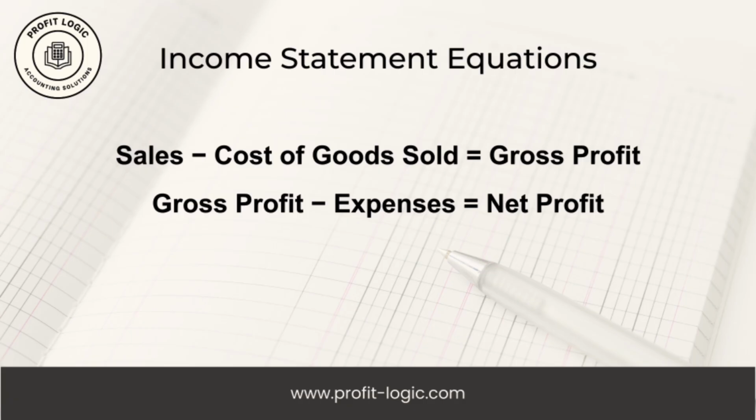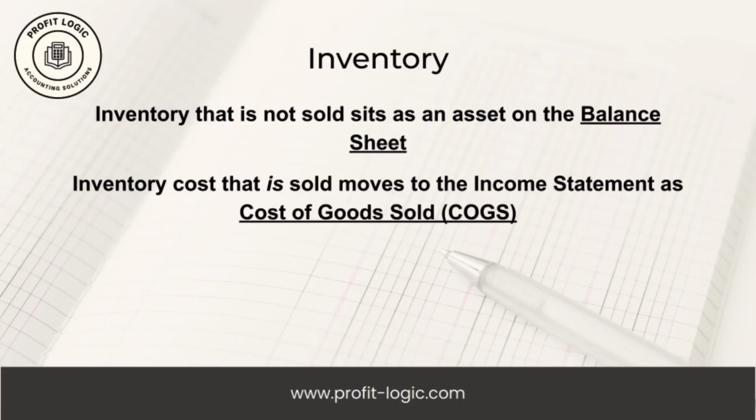So let's go over two important formulas from this scenario. We have sales minus cost of goods sold, which equals our gross profit. And our gross profit minus expenses is our net profit. Keep in mind as well, inventory that is not sold sits as an asset on the balance sheet. Inventory cost that is sold moves to the income statement as cost of goods sold. So unsold inventory is on the balance sheet. Sold inventory is on the income statement in the form of cost of goods sold.